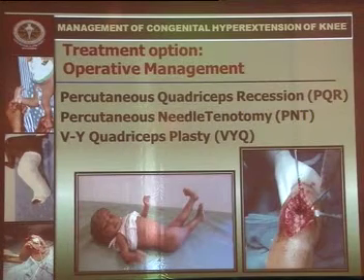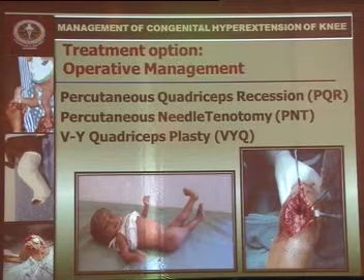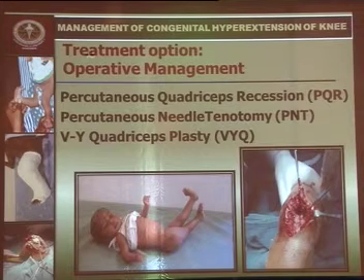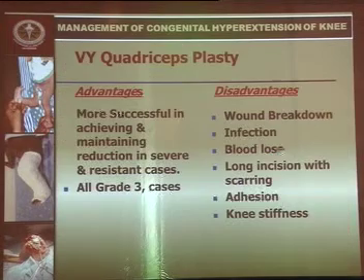Next, coming to operative management. There are three types of operation done for congenital hyperextension of the knee. First is percutaneous quadriceps recession, PQR we call it. Then percutaneous needle tenotomy, PNT we call it. Then V-Y quadricepsplasty, which all of us know and are doing in our orthopedic practice.